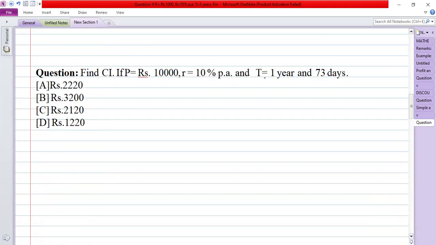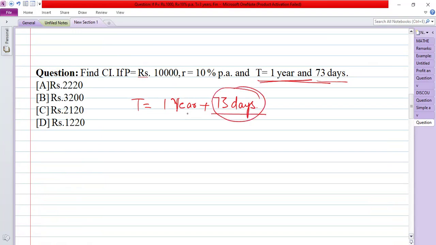Actually, in this question, the main issue is that the time is given as 1 year and 73 days. Means T is 1 year plus 73 days. So now how to solve such questions? Actually, we will convert these days into years.